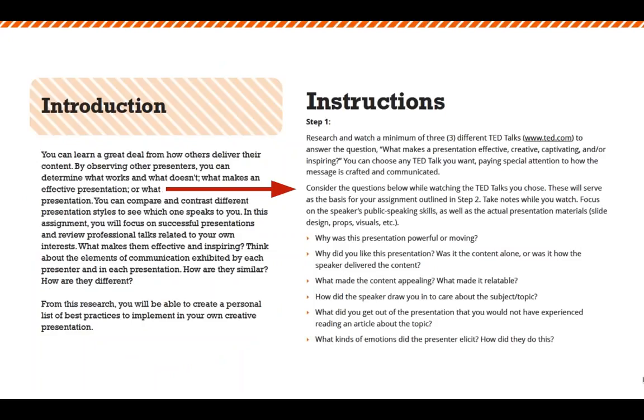So here are the instructions for the 1.4 assignment. You need to research and watch a minimum of 3 different TED Talks to answer the question, what makes the presentation effective, creative, captivating, and or inspiring? Again, you have a choice. You can choose the TED Talks that you want to analyze here. So you need to consider these questions below while watching the TED Talks.